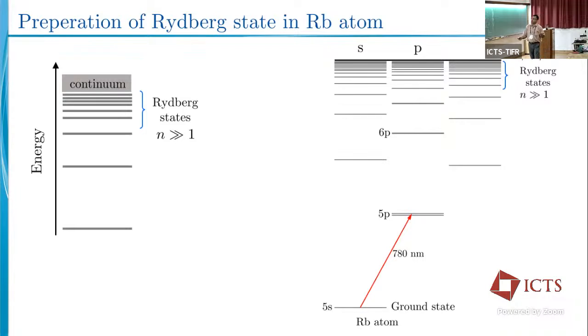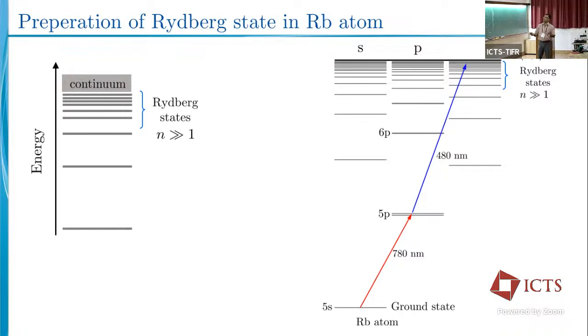And if you want to go from here to here, we have to use ultraviolet light. Unfortunately, it's very expensive. If we want to make 200 or 300 nanometer light, it's very expensive. So the alternative way is we use two laser pulses. So here I'm showing 780, and you can also use 480.